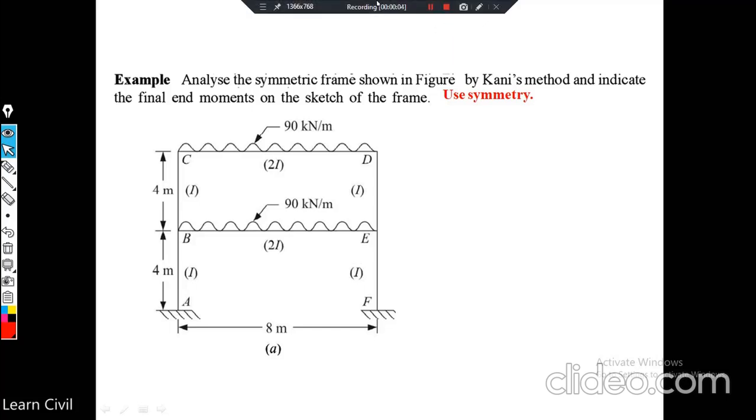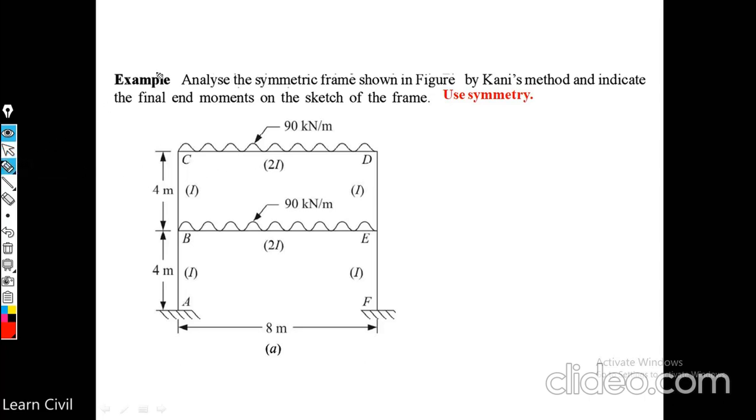In the last lecture, we have seen analysis of portal frame by using Kani's method, and the problem was regarding analysis by considering the symmetry of frame, in which the axis of symmetry was passing through the columns. Now we'll see another example on analysis of symmetric portal frame, in which the axis of symmetry is passing through the midspan of beams.